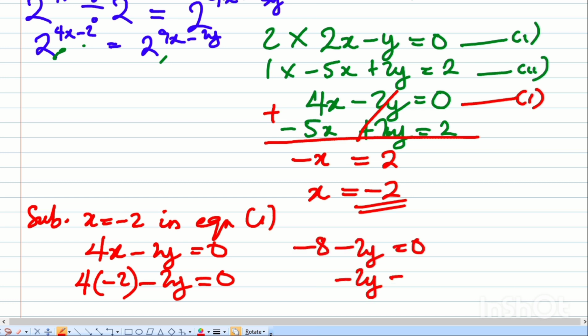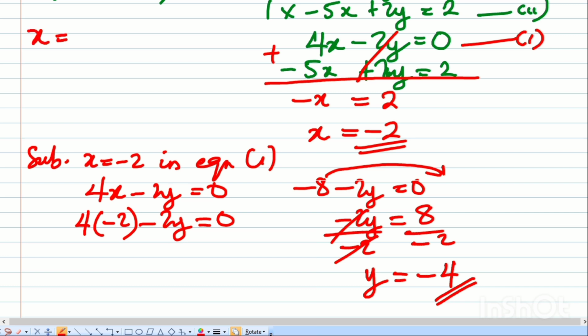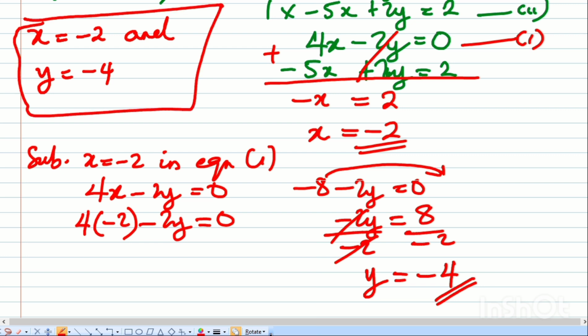So collecting like terms, minus 2y is equal to this negative 8 crossing this side becomes positive. So we divide both sides by the coefficient of y, which is negative 2. So it's going to cancel out. Our y is equal to minus 4 if you divide. So finally, the final solution to the question is x is equal to minus 2 and y is equal to minus 4. And this is the final solution.